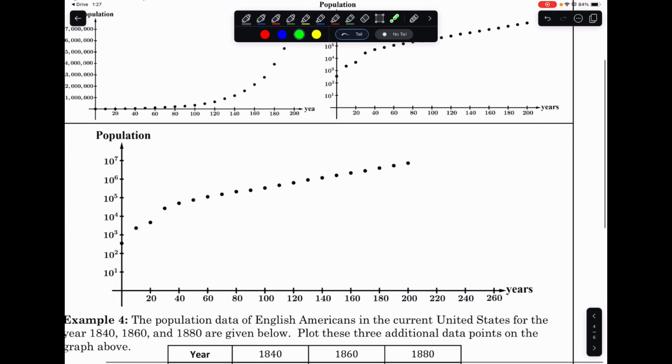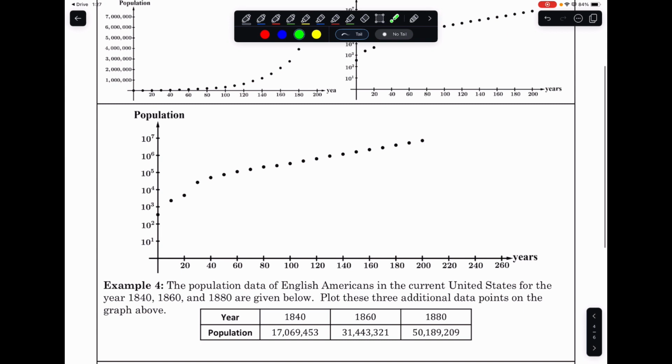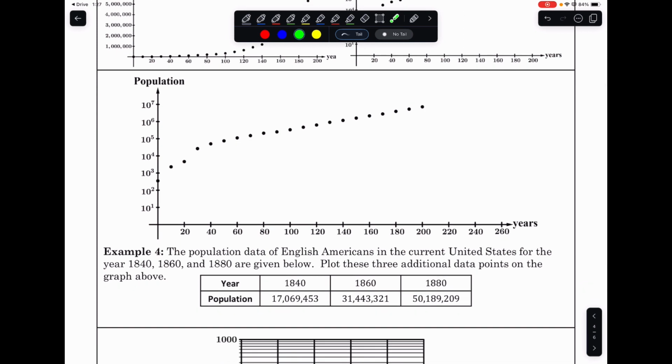Now, let's use this idea in order to plot some points. So let's, for example, look at the population of English America in the current United States from the years 1840 to 1860 and 1890, given below. Let's plot these 3 additional points on the graph above. So here, we can plot these points at 1880, which is going to be 220 years from 1840, minus 1620. That's a total of 220 years. So in 220 years, we're going to be at 17 million. So that's above right here.